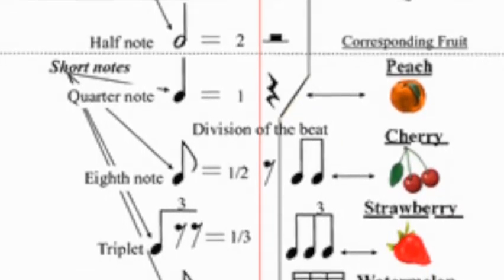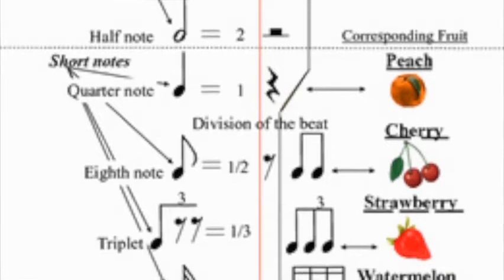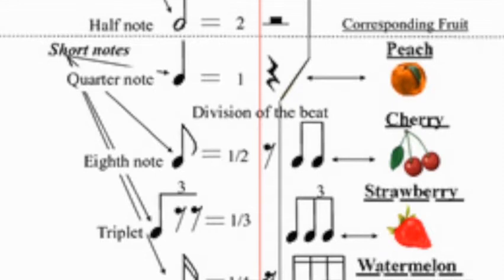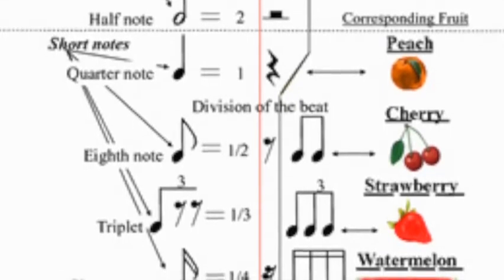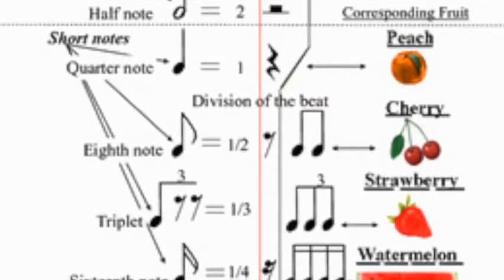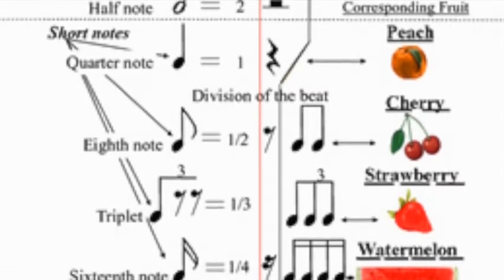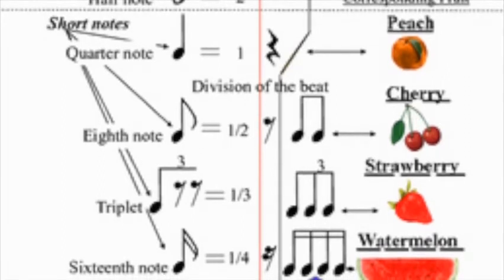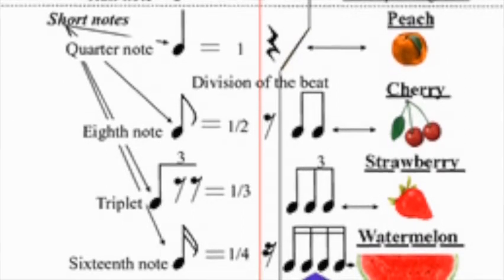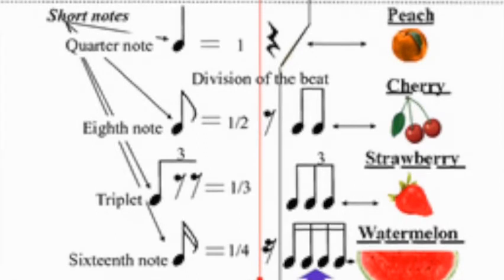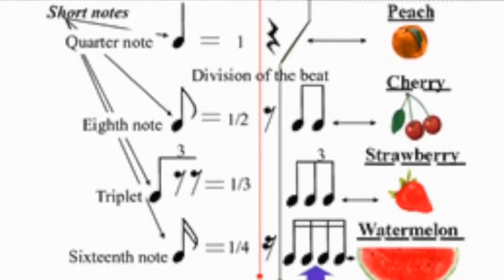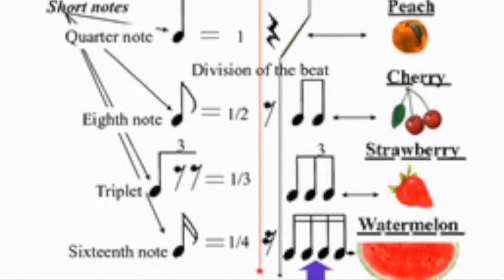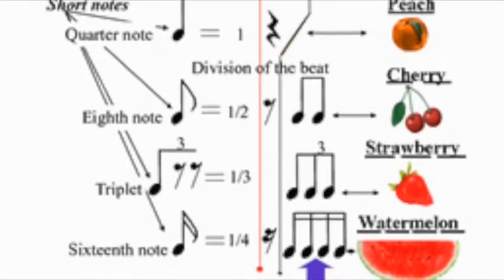Apple, apple. Then 3 subdivision, so 1/3 count. Triplet, triplet, triplet, triplet. Strawberry, strawberry, strawberry, strawberry. Cantaloupe, cantaloupe, cantaloupe, cantaloupe. Looking down, the last one, the smallest subdivision we have is the 16th note, which is 1/4 count each note. So there's 4 16th notes to a beat. Watermelon, watermelon, watermelon, watermelon.